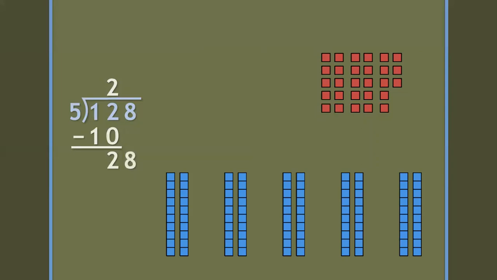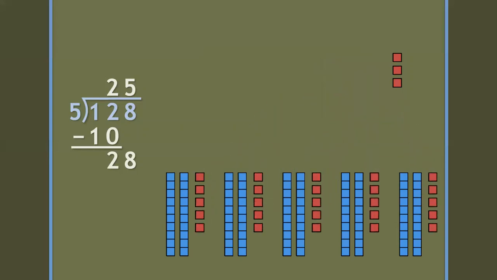Okay, so 5 can go into 28. And we know by skip counting by 5s, 5, 10, 15, 20, 25, and then 30, that it will go in 5 times, but it will not go in 6. So we need to then put the number 5 up there. Then we will multiply 5 times 5, and we will get 25. Then we need to subtract 28 minus 25 will give us 3.